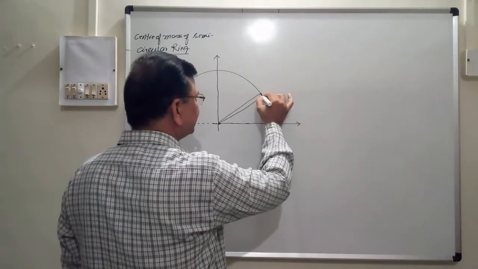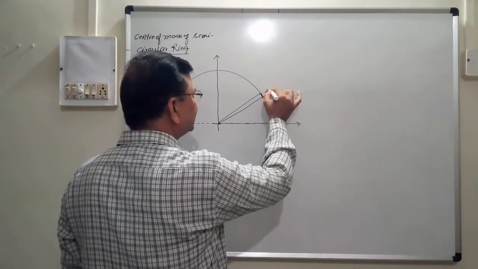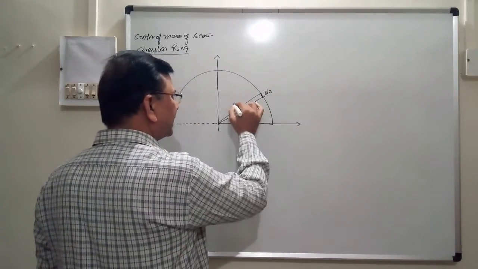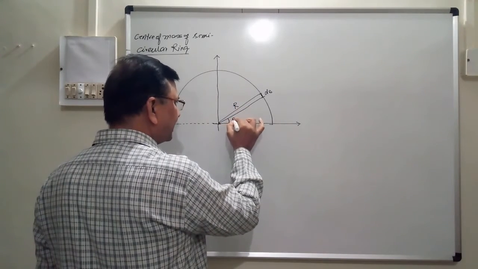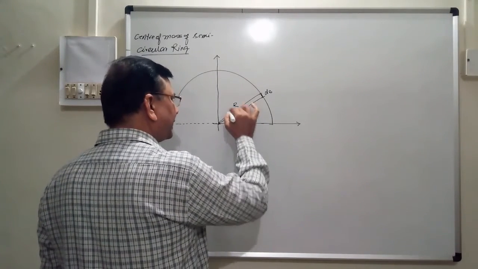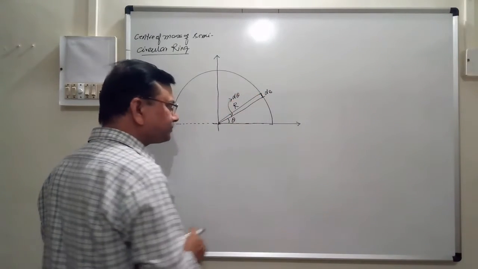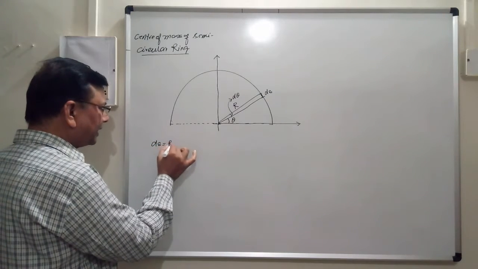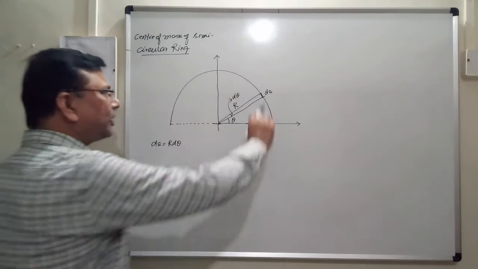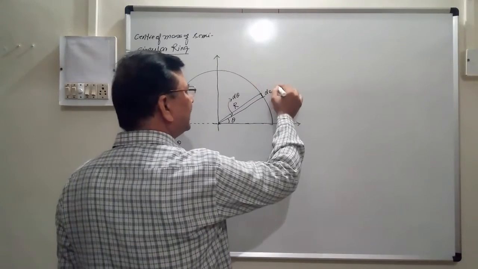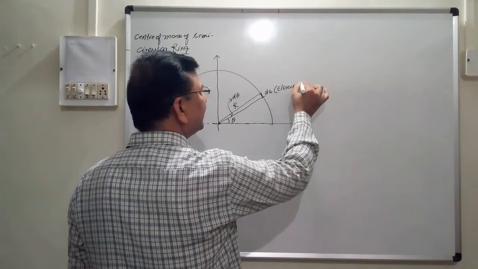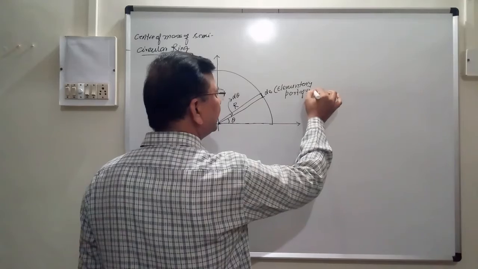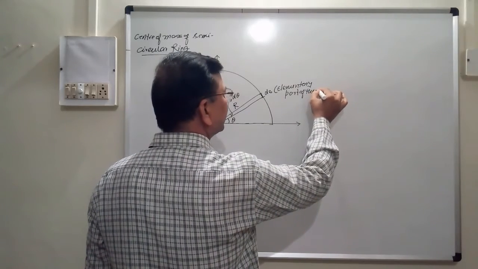So suppose this length is ds, a small length. Radius of this semicircular ring is r. Let this angle be theta, and the small angle be d theta. Therefore, ds will be equal to what? That is r d theta, the length of the small elementary part of the ring, right?